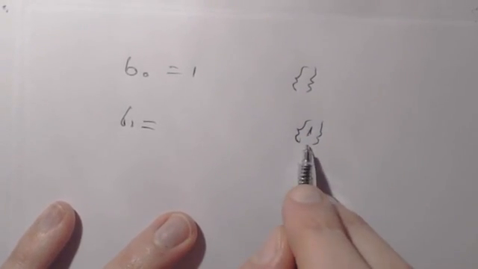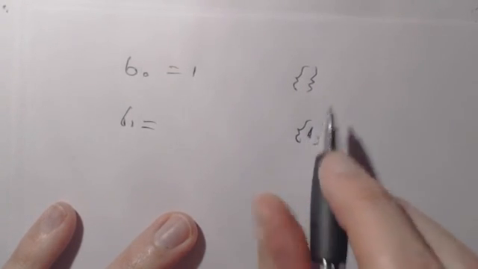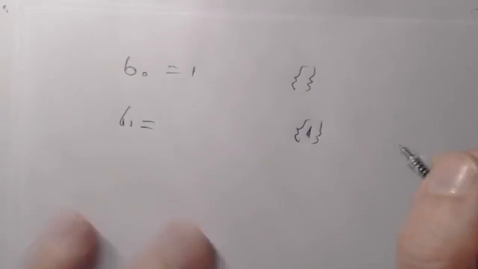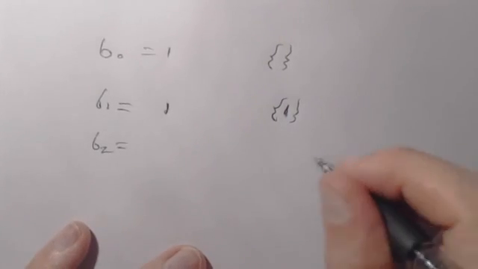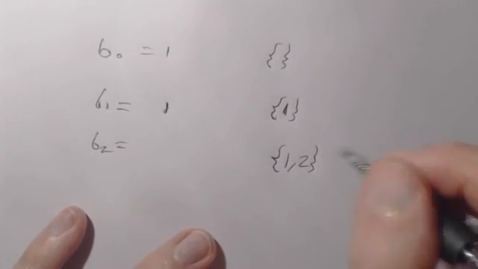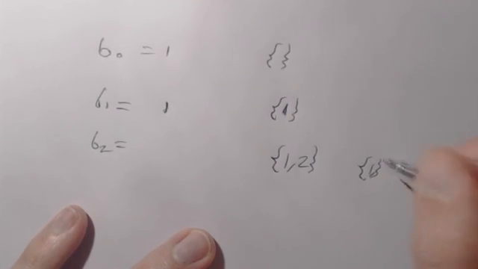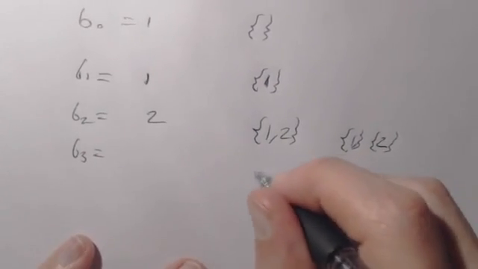Well, we're going to need at least one class, and each class has a size of at least 1, so the only way to partition it is the whole set. So B2. Now we've got a few more choices. How many ways to partition this? We could either have the whole set, 1, 2, or you could have it like this. So there's 2. And maybe B3. You could do that quickly as well.